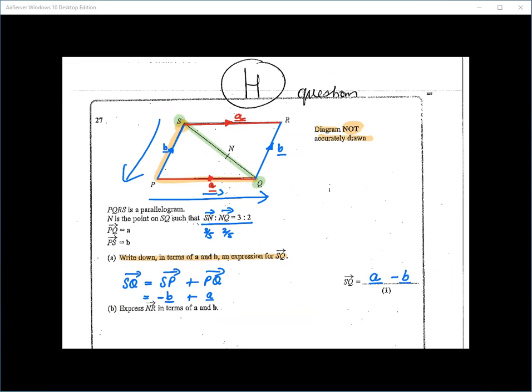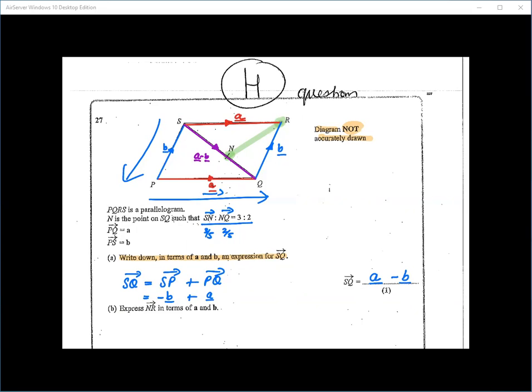Now it goes, express N to R in terms of A and B. So let's get rid of those colors and we're going to use them again. Now we want to go from N to R, from here to here. Do we know that route at the moment, Leila? No. Okay. Do we know what S to Q is? Yes, we do. We just worked it out. So this is S to Q. All of the purple bit is A minus B.